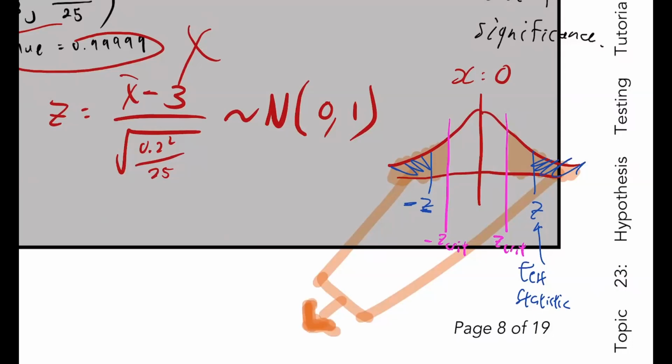They must add up to? The 0.05. Very good. Which means by symmetry, each of them is actually 0.025. Okay? Yeah.